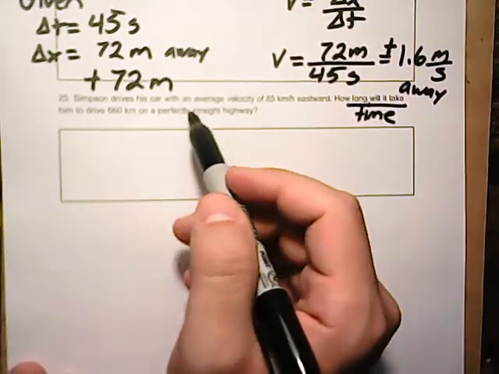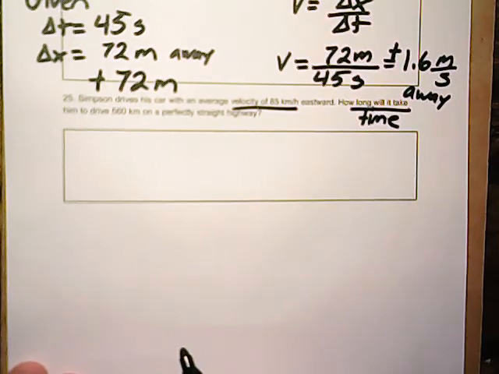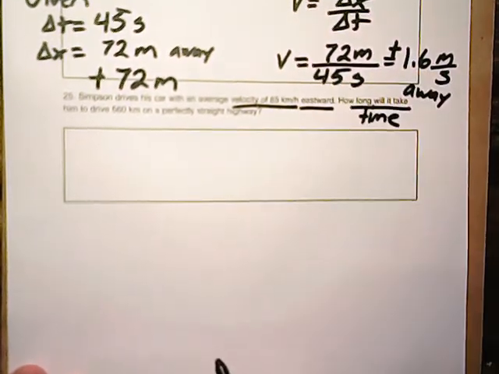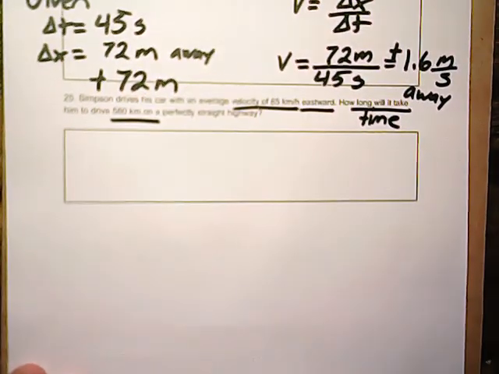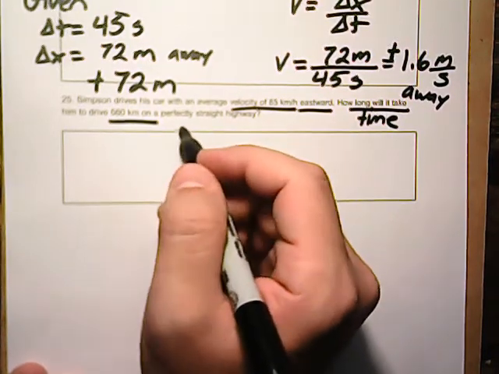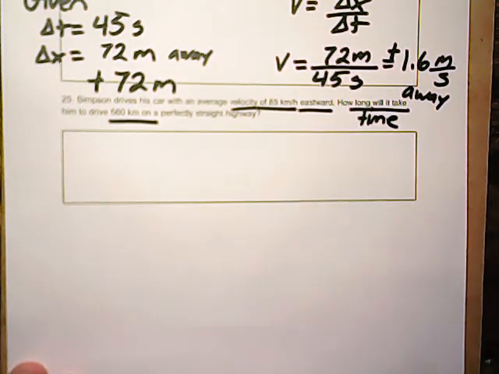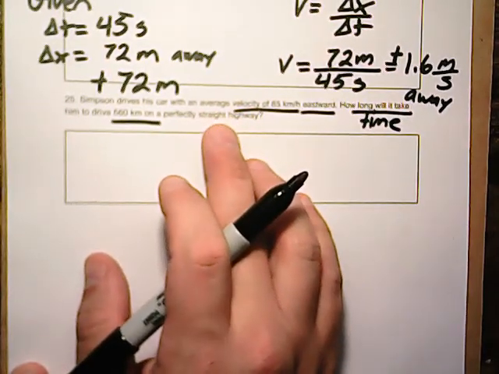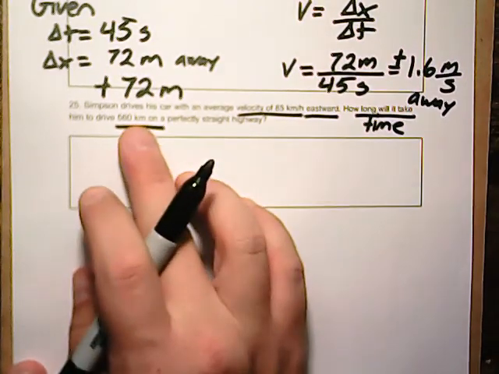Okay, Simpson drives his car with an average velocity of 85 kilometers per hour eastward. How long will it take for him to drive 560 kilometers on a perfectly straight highway? So this "perfectly straight" is important because we know that distance traveled and displacement are different, but if it's completely straight, they're the same. So it tells us that this is the displacement.